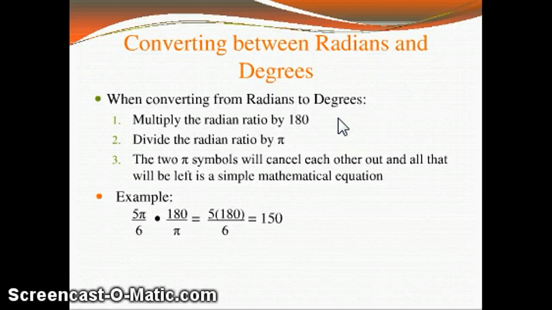Now, as I said before, sometimes you'll have to convert radians into degrees. This is pretty simple. Say for example that you have a radian measure, but you want it to be in degrees. You would first multiply the ratio by 180 and then divide it by pi. The two different pi symbols will cancel each other out. So you will get the equation 5 times 180 all divided by 6, and you should get 150 degrees.